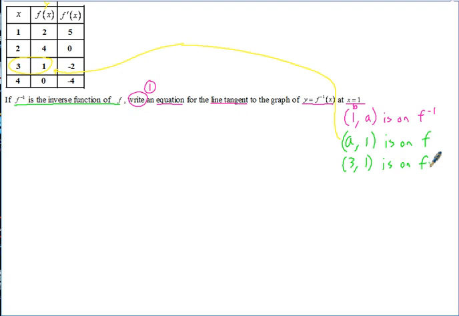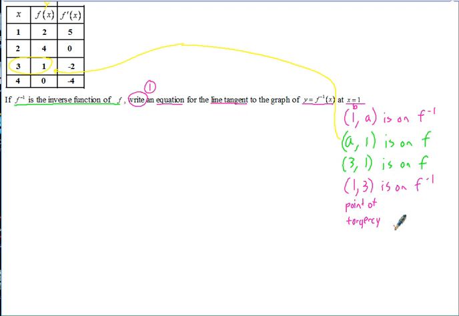But be careful. It's easy to forget to do this next step. You might think, well, there's our point of tangency, 3, 1. But that's the point that's on the original function f. We want the tangent line to the inverse. So if 3, 1 is on f, what's the corresponding point that has to be on the inverse of f? Well, if you flip it around, that'd be 1, 3 is on the inverse of f. And that is our point of tangency. Because remember, the x-coordinate had to be 1, right, not 3. So now we have our point of tangency.